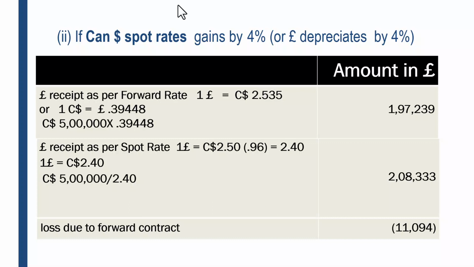Is that clear? If you had not taken the cover, you would have got 2,08,000 pounds. But since you have taken a cover, you are getting only 1,27,000. So how much are you losing? 11,000 pounds. Is that okay?